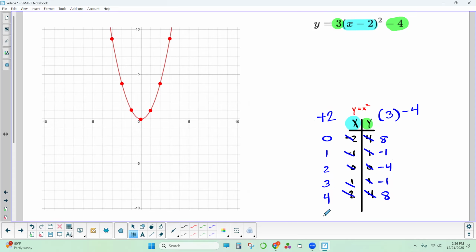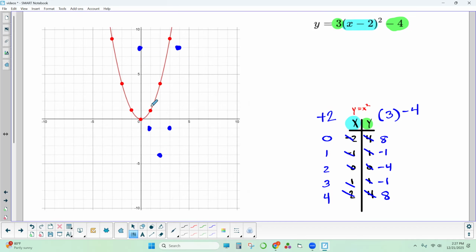All right. Verify that our math is correct, and then we're going to come over here and plot our points. So transfer over 0, 8, 1, -1, 2, -4, 3, -1, and 4, 8. This is hard to sketch on my sketch pad here, so I am going to leave that up to your imagination. But I'll make these points a little bigger so we can talk about this and see what has happened to our graph.